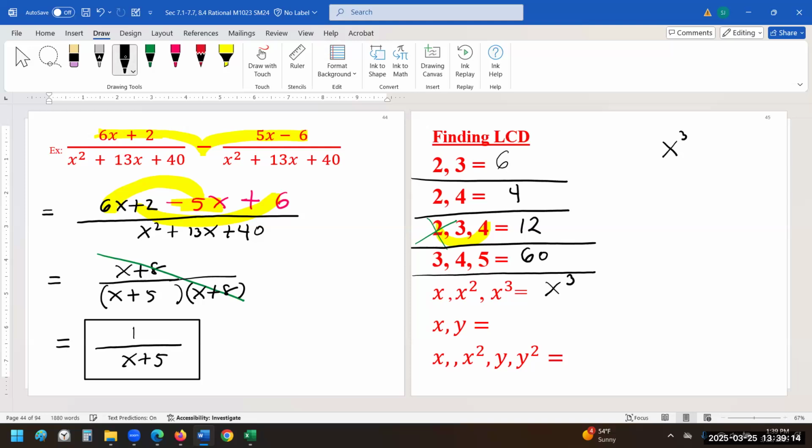Because you can divide x cubed by x, you get a perfect square. If you divide x cubed by x squared, you get a perfect x. If you divide x cubed by x cubed, you get a perfect number 1. So see, x cubed is divisible by x squared, x cubed, all of them. And you get something whole, not a fraction. So LCD is the bigger power, not the smaller one. GCF is the smallest one. LCD is the biggest one.